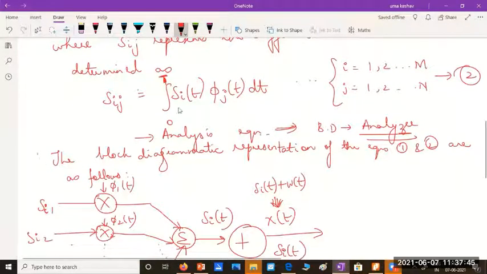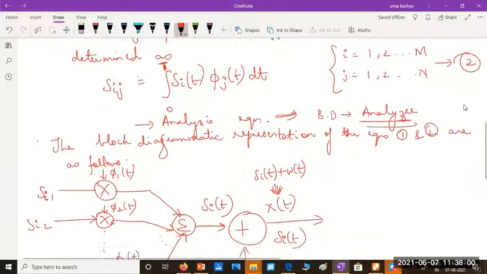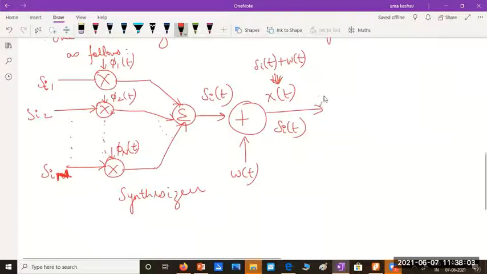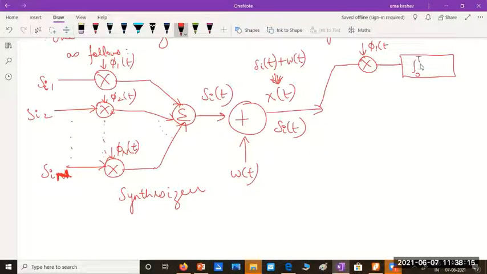How do we do it? We should multiply each time the received signal Si of t with different values of the orthonormal basis functions, and then integrate this product between 0 to T. If you remember, we called each of them as what? So you multiply this with phi 1 and then integrate it in the range 0 to T. This product Si of t into phi 1, you integrate it. The result you get will be S1j.